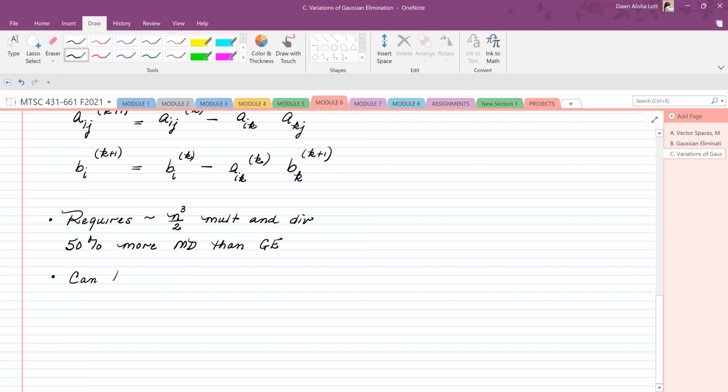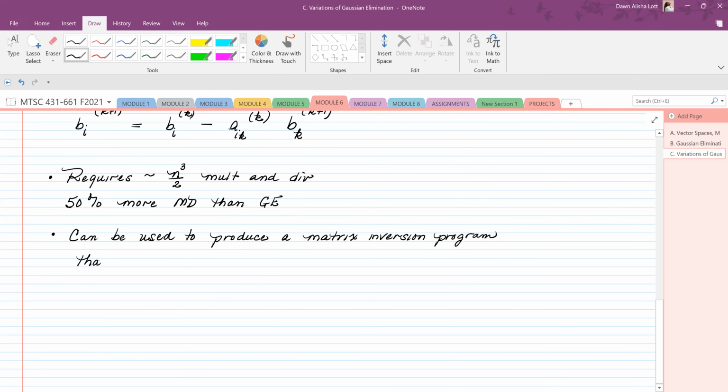It can be used to produce a matrix inversion program that uses a minimum of storage. Okay. All righty.